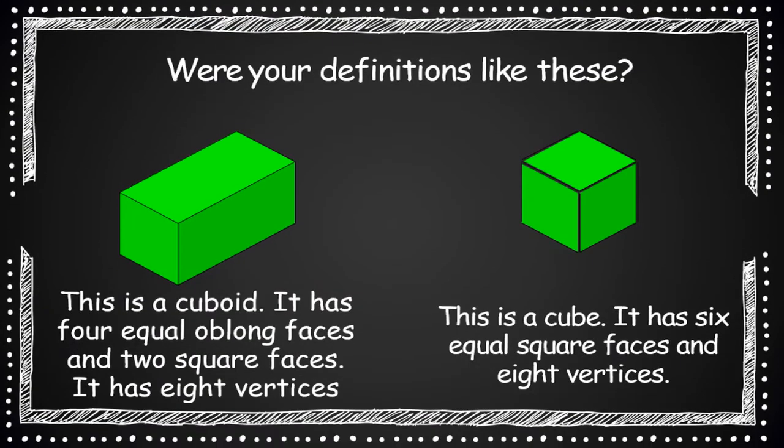Well, hopefully you got something along these lines. This fella on the left hand side is a cuboid. He's got 4 equal oblong faces, or rectangular if you prefer, and it's got 8 vertices. This fella on the right hand side is a cube. He's got 6 equal square faces and 8 vertices.